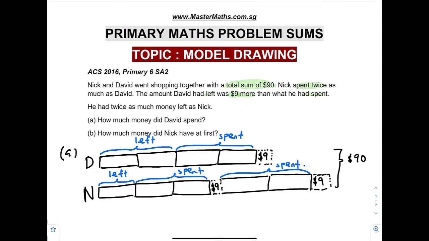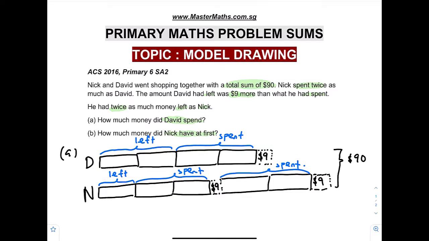So basically the amount that he spent was not as much. It's lesser than the amount he had left. He had twice as much money left as Nick. So David has twice left as compared to Nick. First question, how much money did David spend? Part B, how much money did Nick have at first?